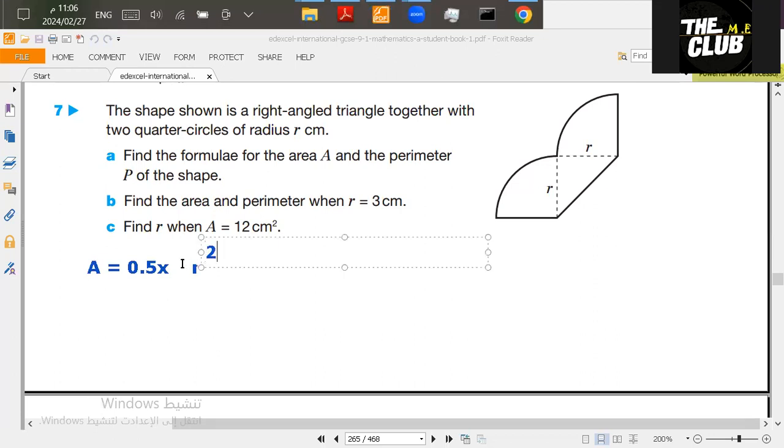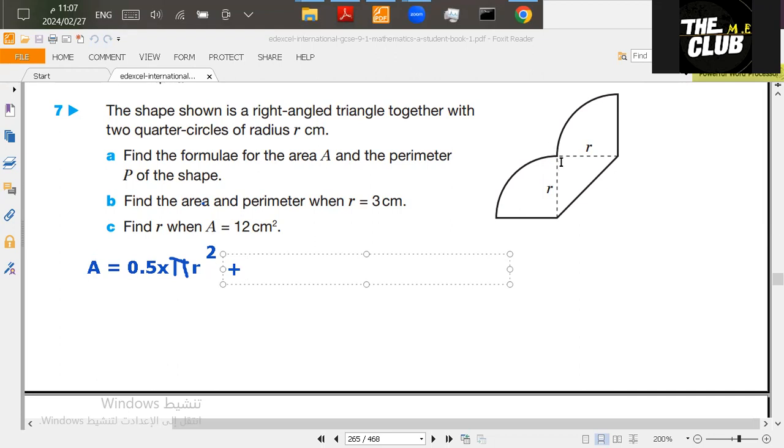So this is the area of half a circle. I focus on the formulas because they are very important. So half times pi r squared. Why half? Because this is half a circle. Because it's half a circle, we multiply by half. And this is the area of the whole circle. Okay. And then plus what? Plus the area of the triangle.